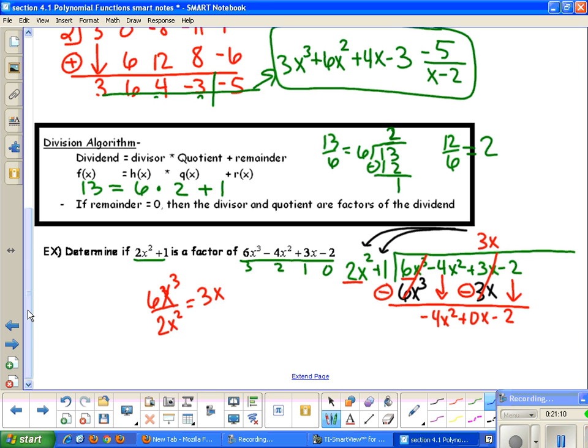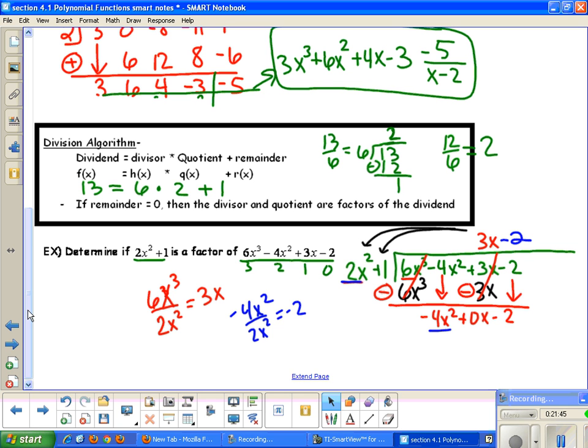Now we're going to do the process over again. I want to see how many times 2x squared goes into negative 4x squared. Oh, I wrote that backwards. Sorry, negative. So negative 4x squared divided by 2x squared, so negative 4 divided by 2 is negative 2. x squared over x squared is just x to the 0 power, and anything to the 0 power is 1. So this is just negative 2.